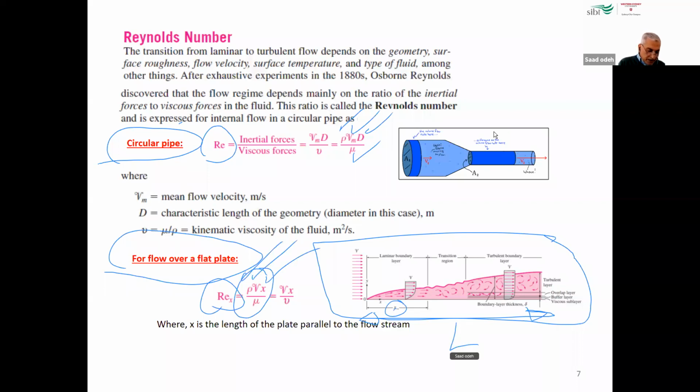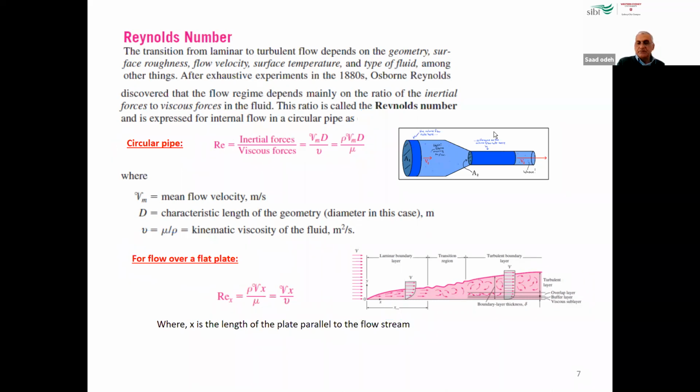If it's for the whole length of the plate, I call it L. So again, the Reynolds number will be the density multiplied by the velocity multiplied by L divided by the dynamic viscosity, or you can use mu by rho, which is kinematic viscosity. Okay, so this is the Reynolds number.